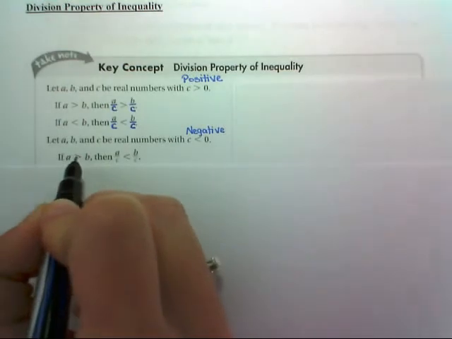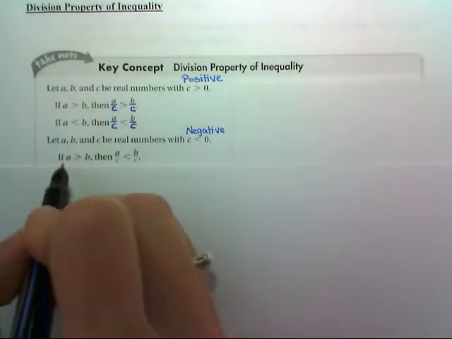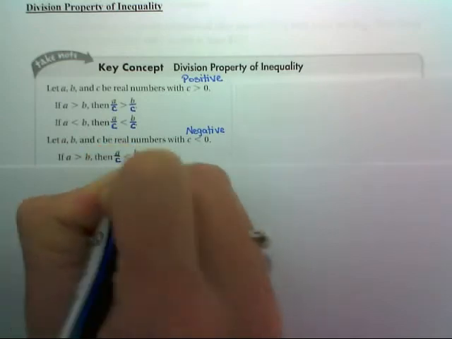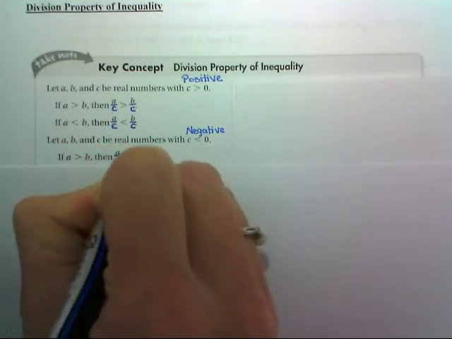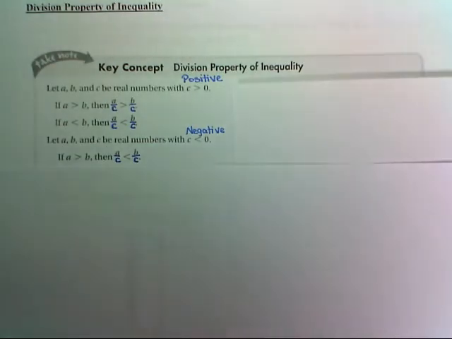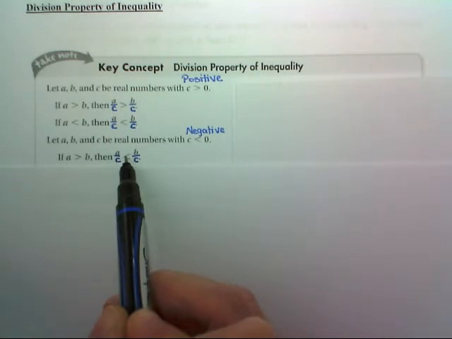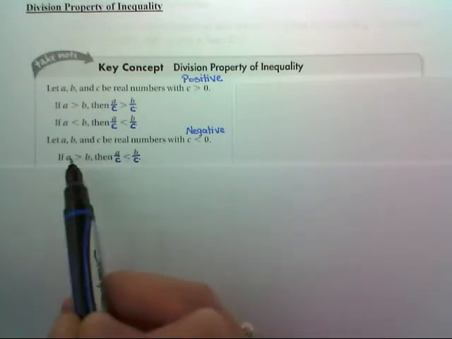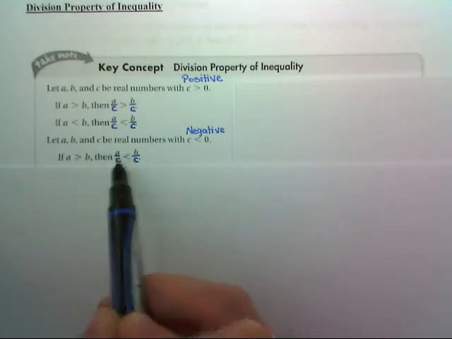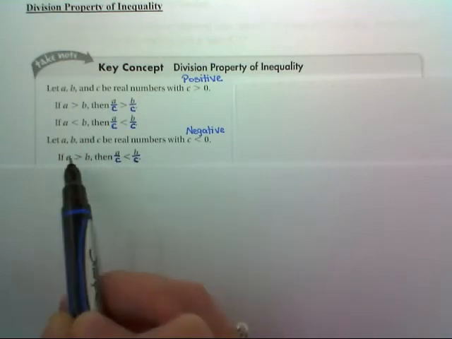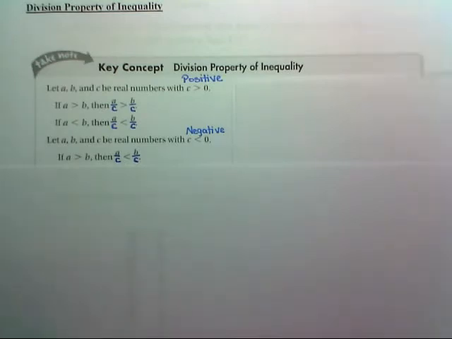A is greater than B. So just like this one up here, A is larger. But this time we're going to divide A by a negative C, and we're going to divide B by a negative C. So C represents a negative number this time. If I divide both sides by a negative number, look what happens to my inequality symbol. Just like with multiplication, if you are dividing by a negative number on both sides, it reverses your inequality symbol. It changes the meaning, so therefore you have to flip your inequality symbol.